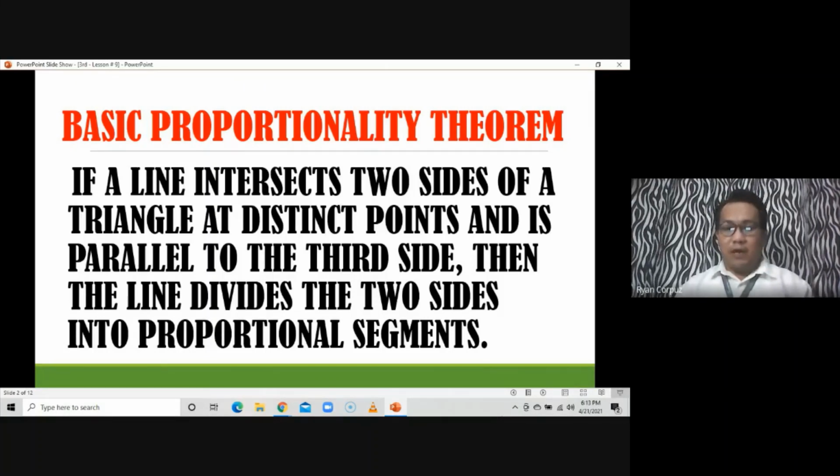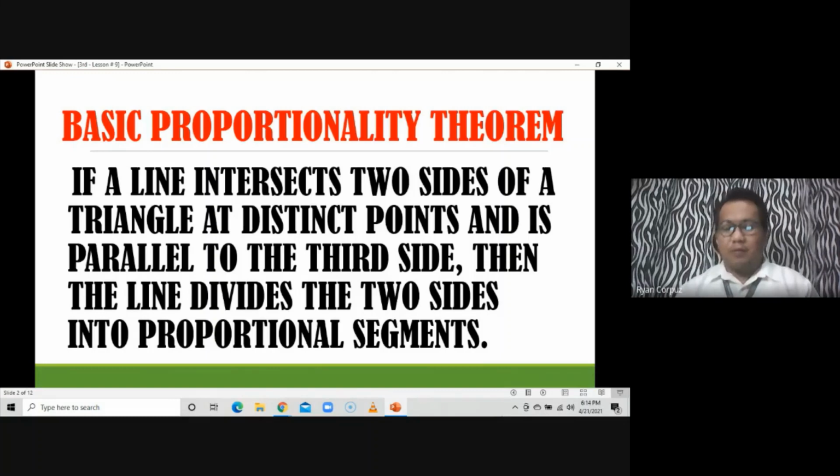Again, we are going to understand it more clearly. If a line intersects two sides of a triangle at distinct points, and that line is parallel to the third side of the triangle, then according to the basic proportionality theorem, the line divides the two sides into proportional segments. So paano ba yun?